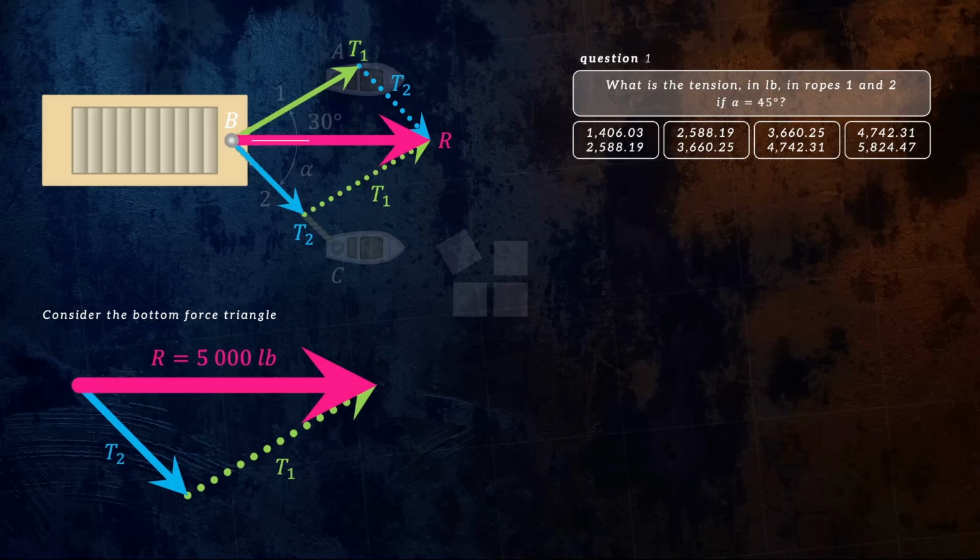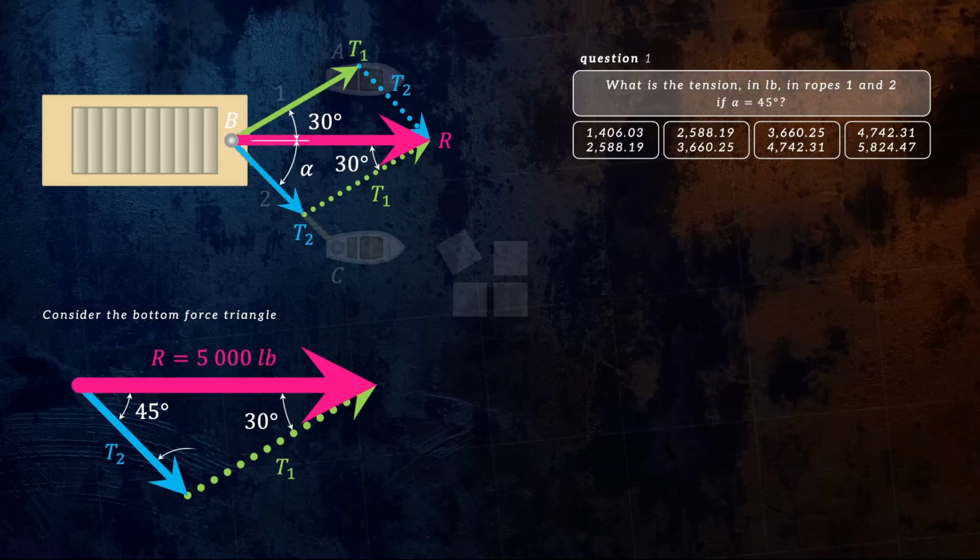Note that there are two angles given in the figure. First is the angle of T2 from the resultant being alpha, which is also given as 45 degrees from the question. Second is the angle of T1 from the resultant being 30 degrees. Since we know the angle of T1 from the resultant, therefore, this angle, which is still T1 from the resultant, would also be 30 degrees.